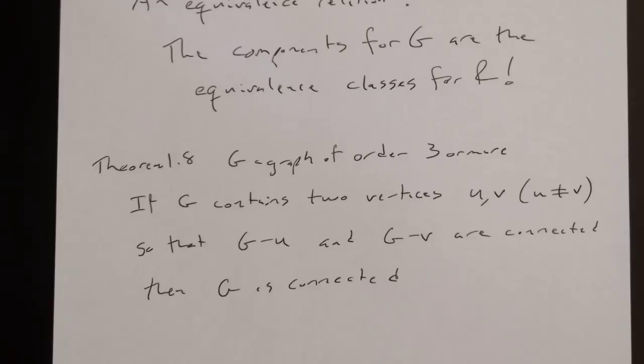Now, again, here's an interesting idea. Let's suppose I have a graph that's got at least 3 vertices. I'm going to pick 2 different ones, U and V. If I take away U and I look at the rest of the graph, and that's connected, and I put U back and I take away V and I look at the rest of the graph, that's connected, then the whole graph has to be connected. What the? Why is that true?